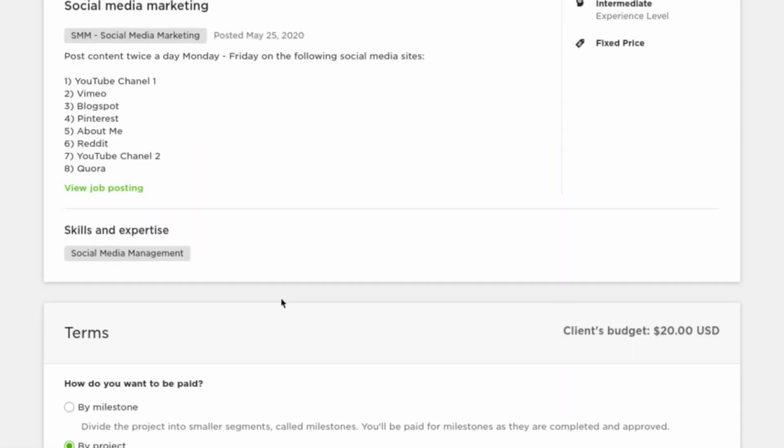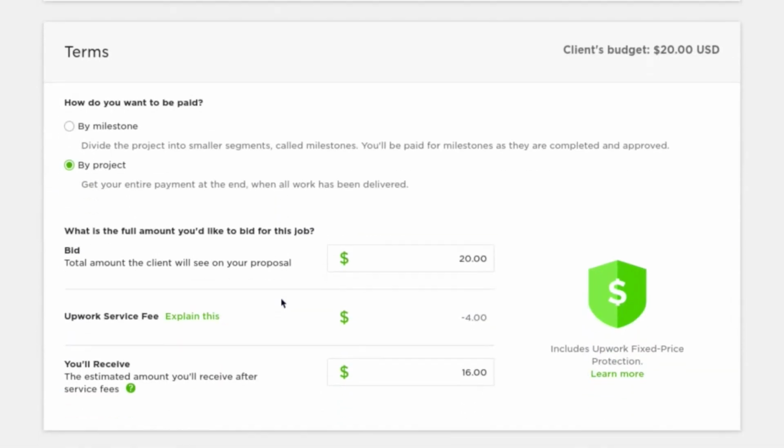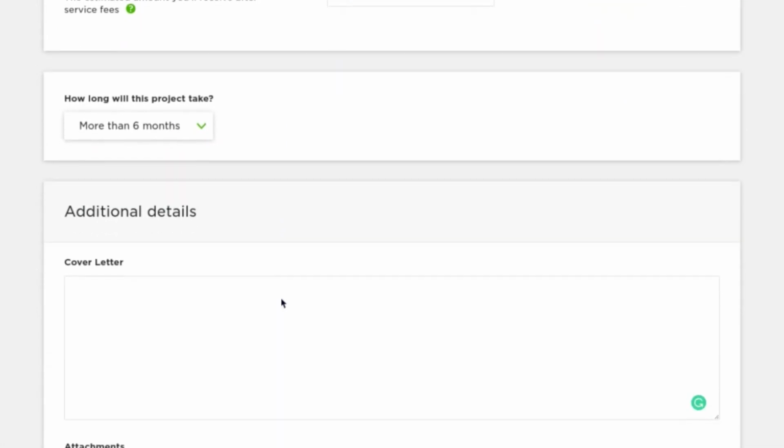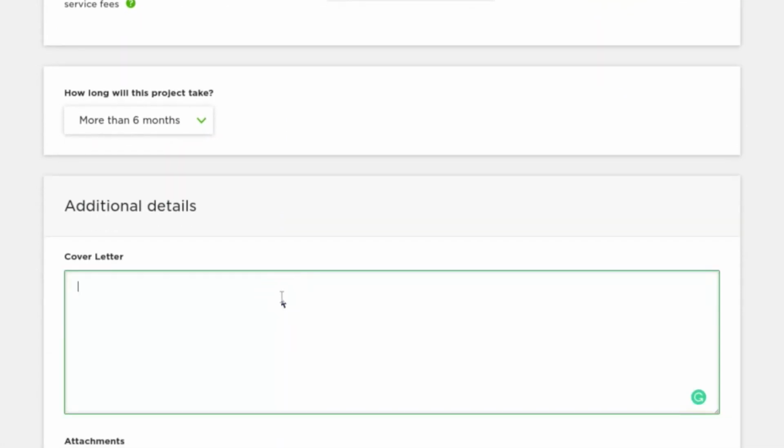Now that we know everything about the job posting and about the client, let's go ahead and submit a proposal. Here's how I do it. I found a good job post and I think I can do all of the requirements of the client. This is kind of easy money because the requirements are not a lot and I don't mind working with such rates for this project because it's not something really difficult for me.